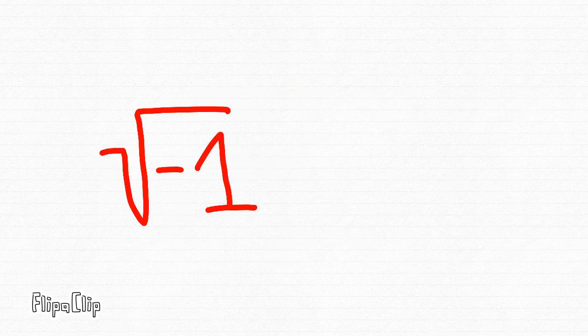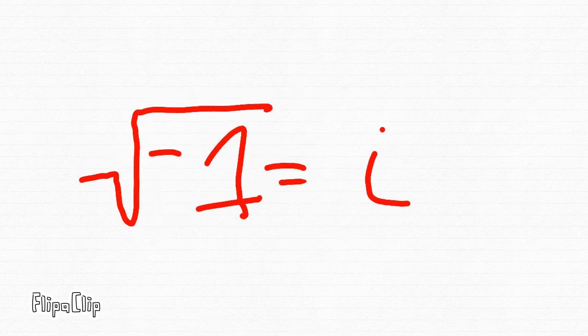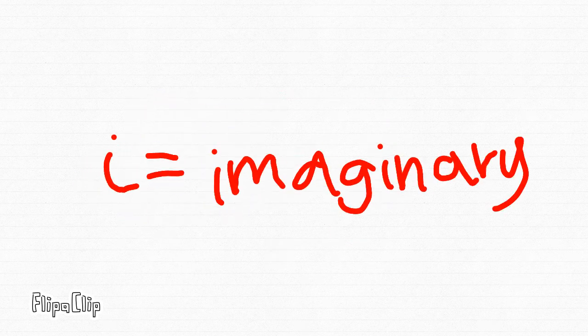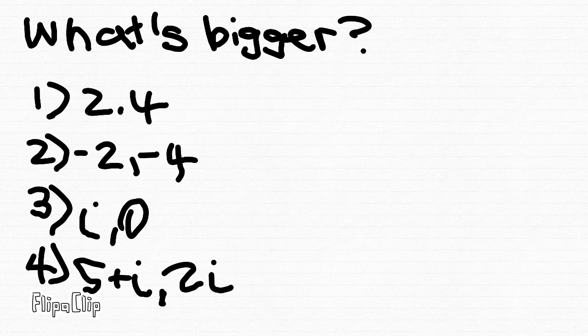We call the square root of -1 i. i is called the imaginary unit. Can you solve some problems on our board? For number 1 and 2, we can simply think of the number line. So number 1's answer is 4. For number 2, it's -2.